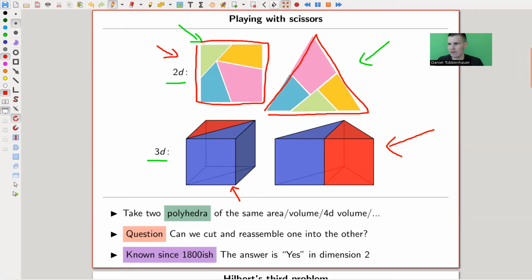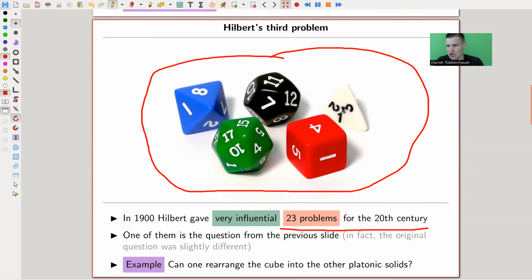Can you always do this? Can you rearrange the cube into other Platonic solids? Imagine the same question for any type of polyhedron. Can you do that? And Hilbert was like, probably not. And the task was to prove that this is not true.